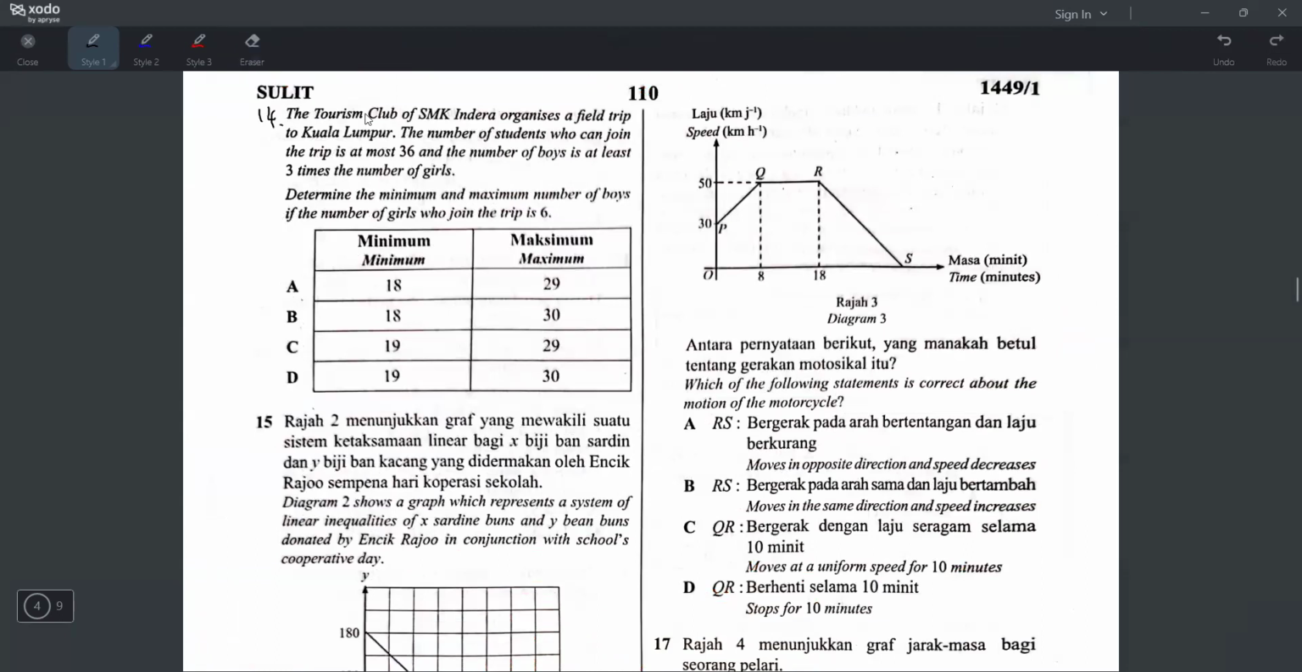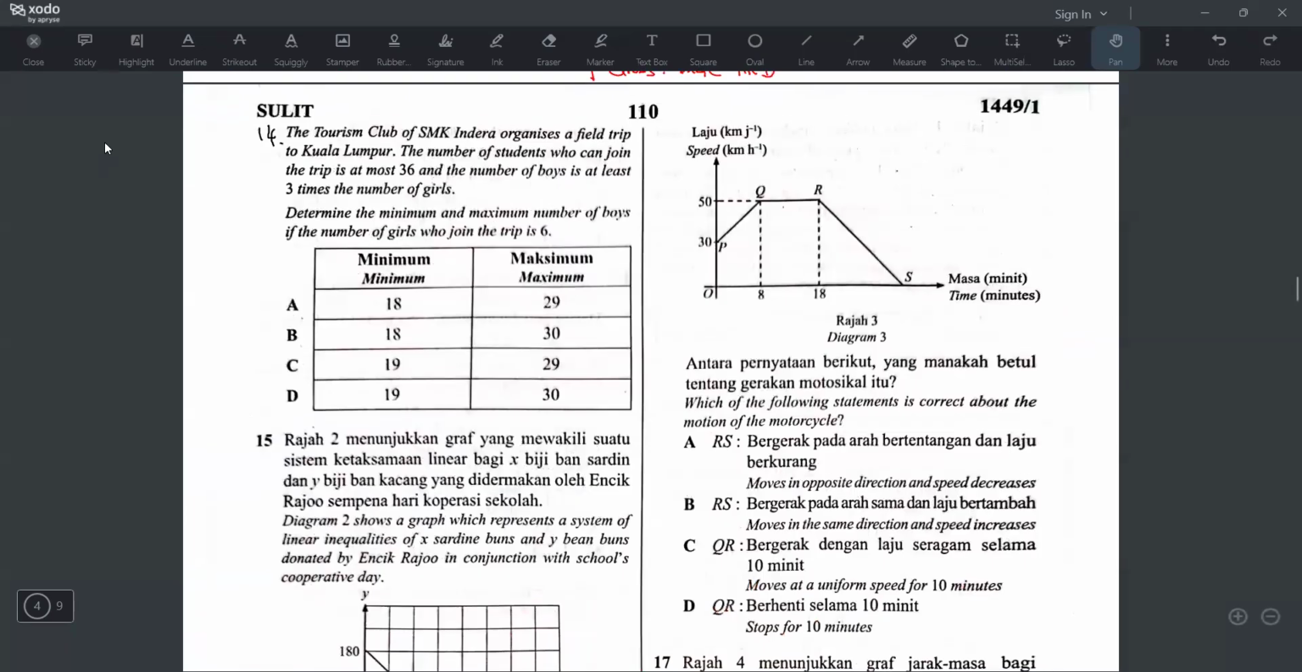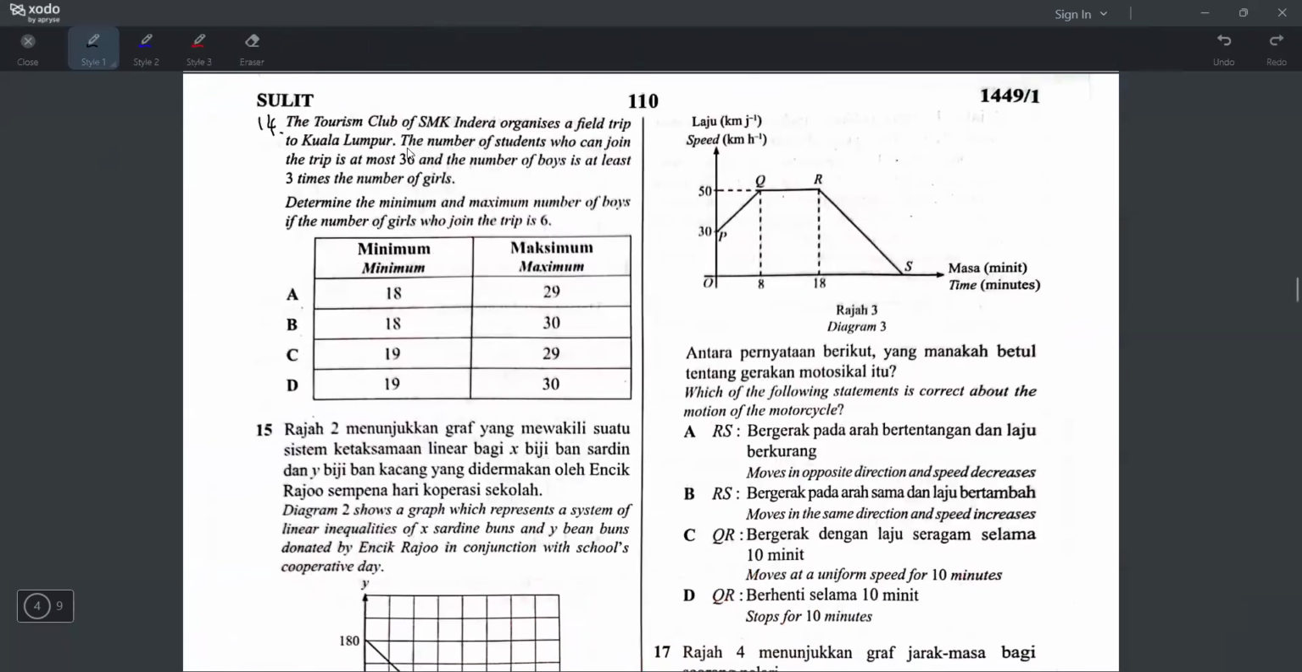Okay, let's do number 14. The Tourism Club of SMK Indra organized a field trip to Kuala Lumpur. So pergi trip, nak pergi Kuala Lumpur. The number of students who can join the trip is at most 36. Okay, and the number of boys is at least 3 times the number of girls.